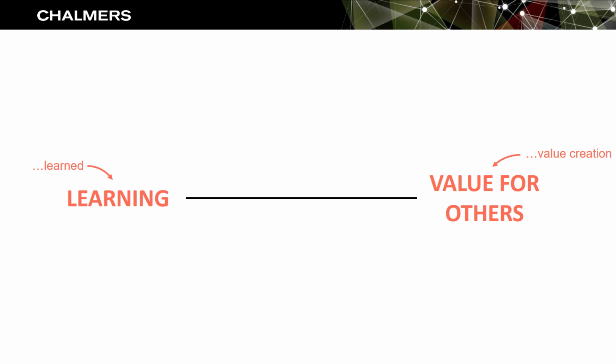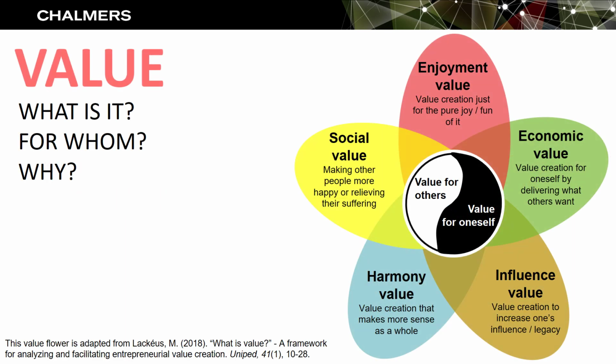So we start with learning and value for others, taken from the perspectives of entrepreneurship as a learned competence and the perspective of entrepreneurship as new value creation. Learning might not be so difficult to grasp, but what do we mean by value, and what do we mean by for others? What is value, and for whom, and why? Well, here you see a model of 10 different perspectives of value, 5 self-oriented perspectives and 5 others-oriented perspectives.